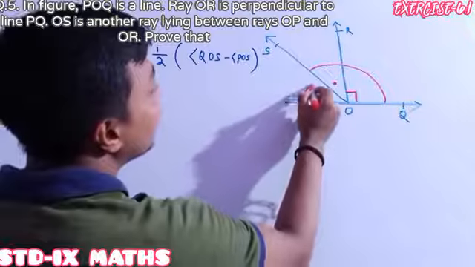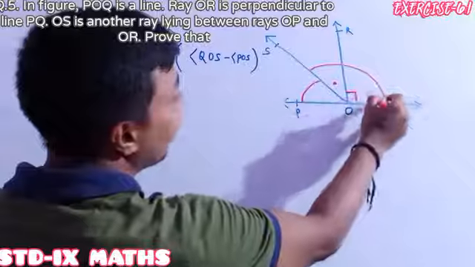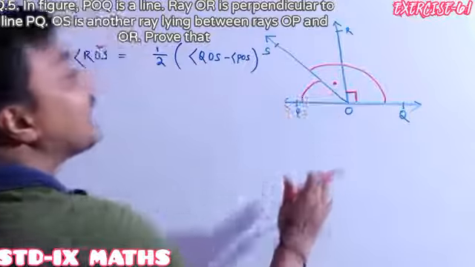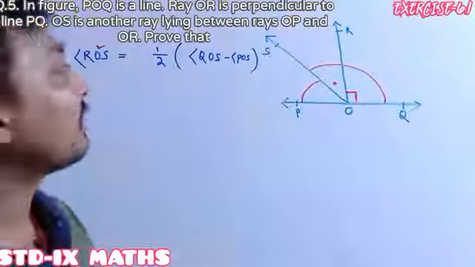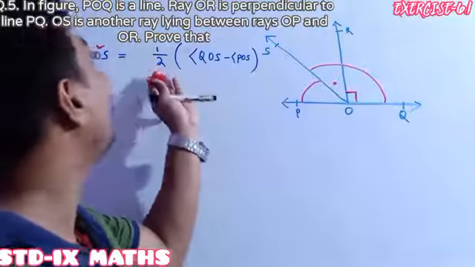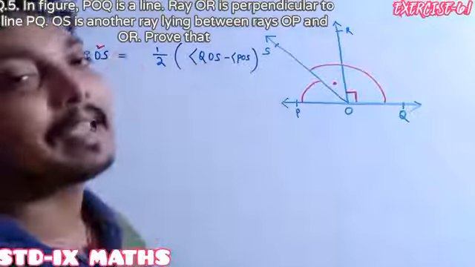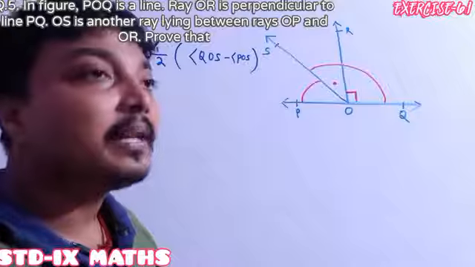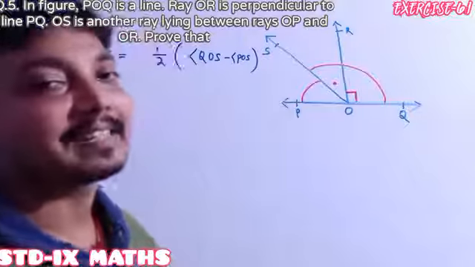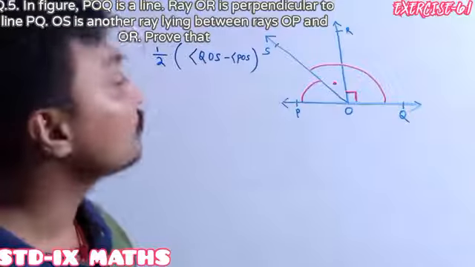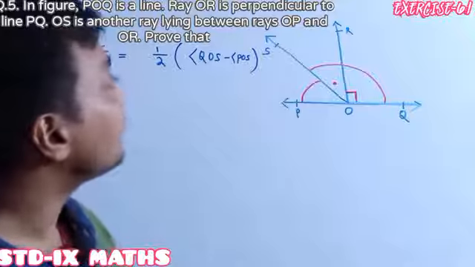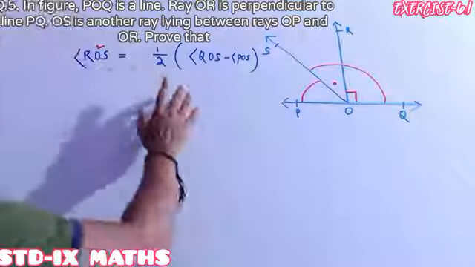So it means from this larger angle, the little angle is to be subtracted, and their difference, whenever divided by 2, will be the same as our ROS. This question many a time comes in the exam. See how to solve this question. Always you have to solve this question from the right side.